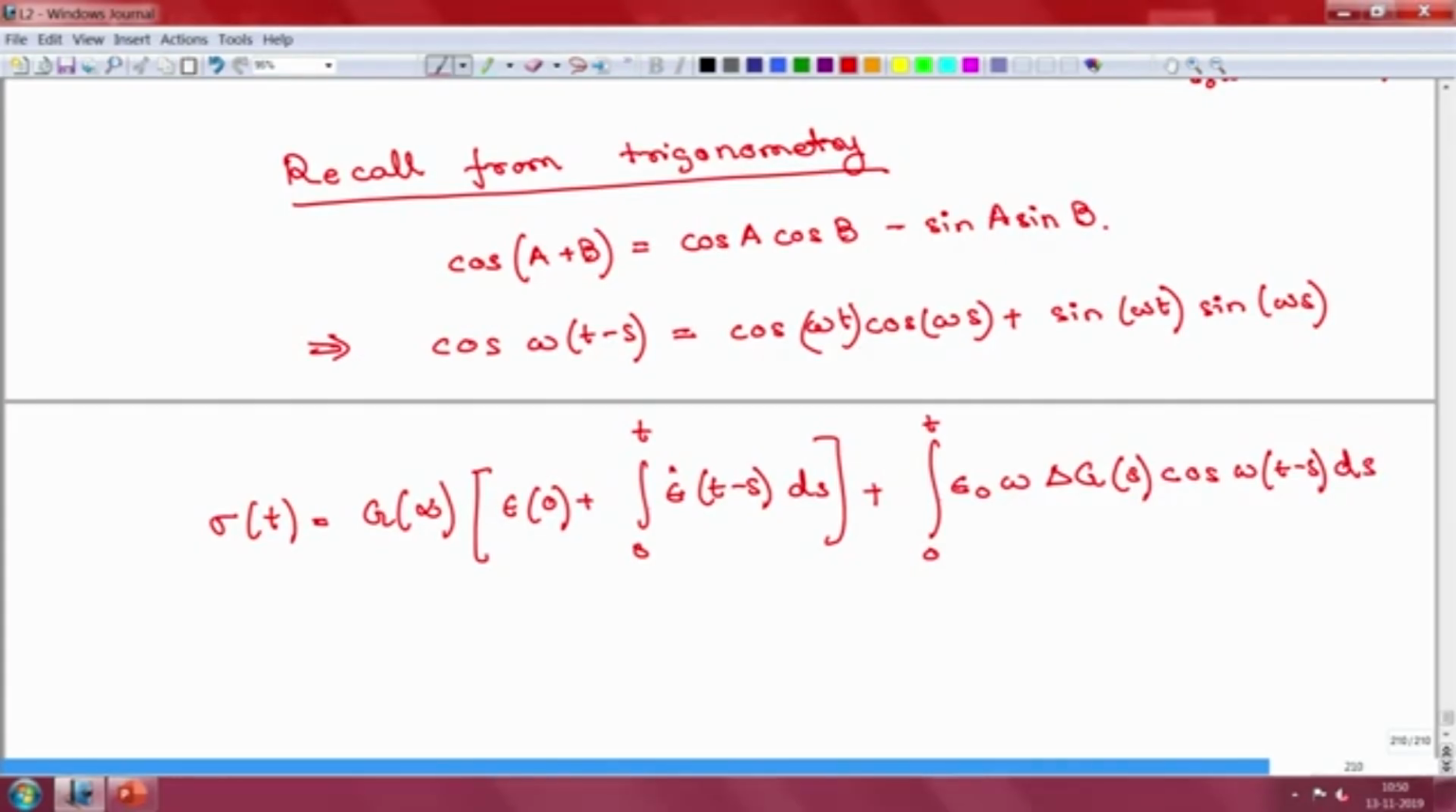Further we have to keep on doing our algebra, we have to keep on inserting the terms, and we are going to obviously use this particular form of cos omega t minus s and put it here. So, we will do that in the next class. I will stop here for the class today, and then we can restart from where we left off in the next class. Thank you.